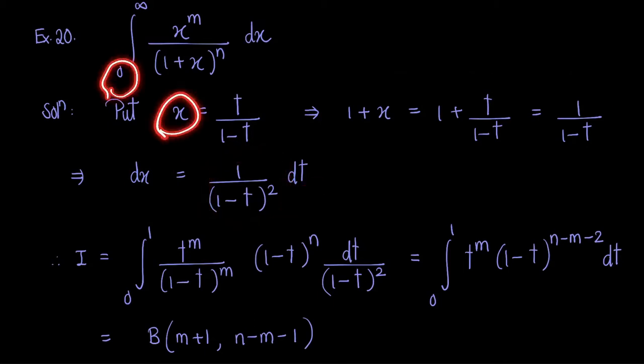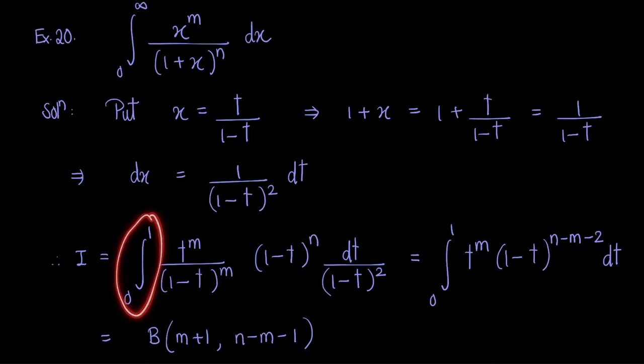Now when x is 0, t will be 0. And when x approaches infinity, t approaches 1, since as t approaches 1, we will get x equal to infinity. Therefore the limit changes from 0 to 1.